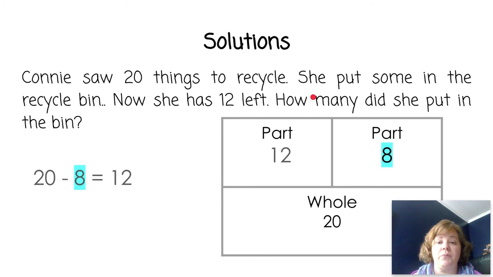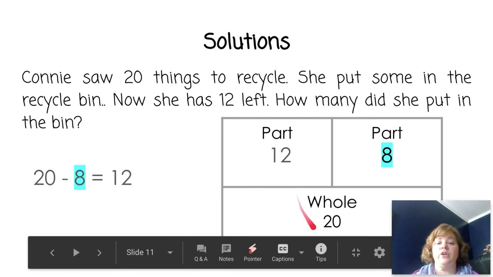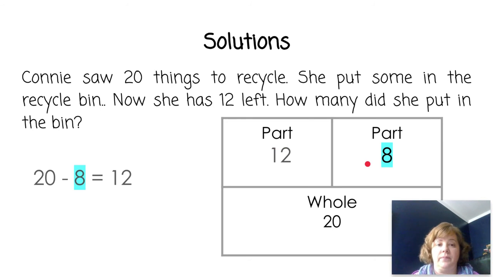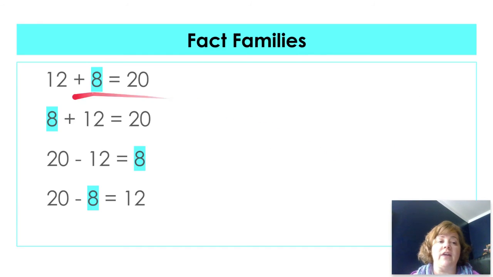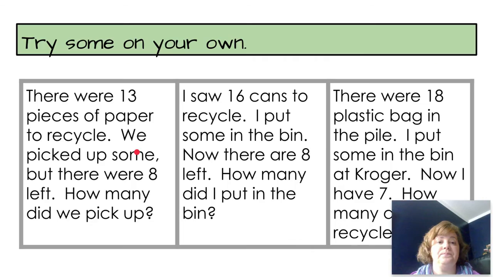You could take that information then and fill it into your part-whole chart. The story told us that the total was 20, and the story told us she had 12 as the part that was left. And we figured out 8 was the part she put in the bin. You could fill that number in your fact family. You might know that 12 plus 8 equals 20. So that also means 20 minus 12 leaves 8 that she put in the bin.